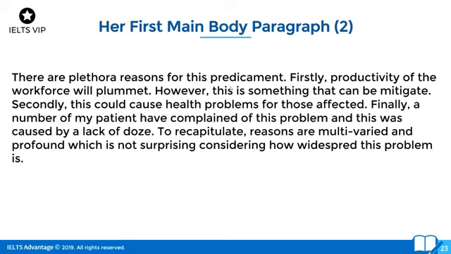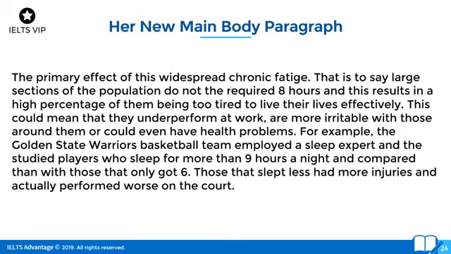If you do your thinking, you're not going to make mistakes like this. So we give her a new system to follow. "The primary effect of this, widespread chronic fatigue, is that large sections of the population do not get the required 8 hours, and this results in a high percentage of them being too tired to live their lives effectively." She missed out the word "is" and spelled "fatigue" wrong.